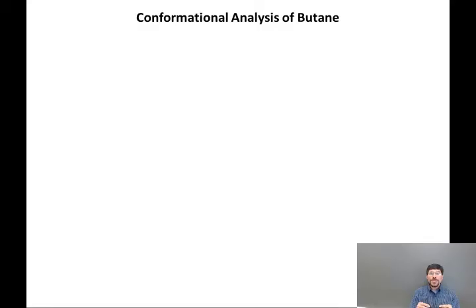We now continue our discussion of conformational analysis by considering the molecule butane, which is going to be, as we're going to see, a little more complicated than ethane is. Okay, so here's a picture of butane. Butane has 4 carbons: a CH3, carbon 1, CH2, CH2, and another CH3 on carbon 4.